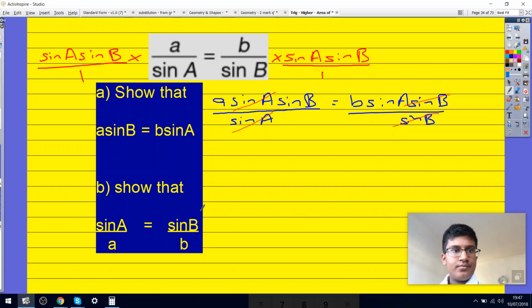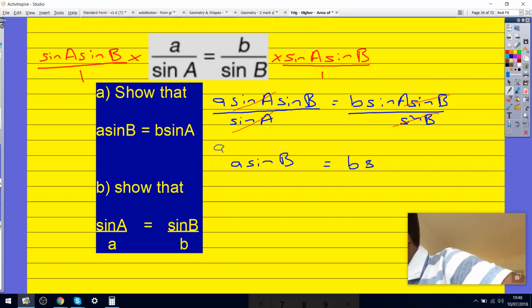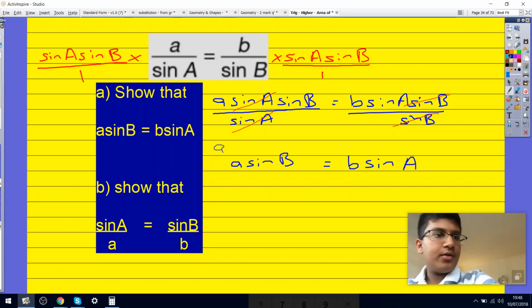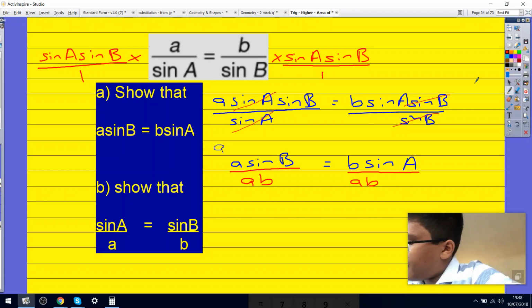So then we could divide both sides by AB. So B sine A over AB equals A sine B over AB, and we cancel it down, so then we have sine A over A equals sine B over B. That's it. Sine B over B equals sine A over A, and you can just swap them around.